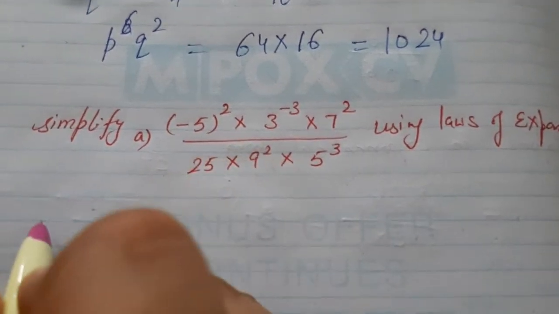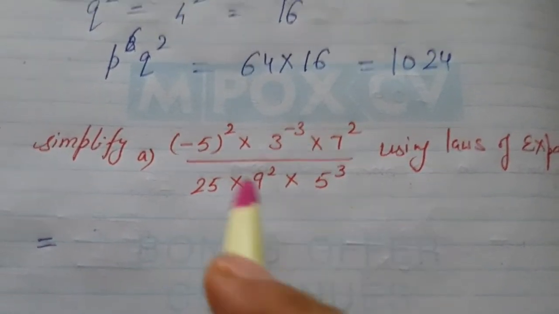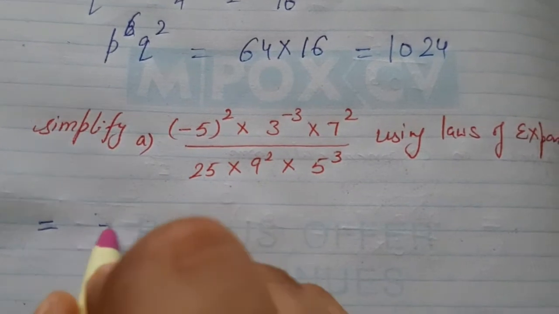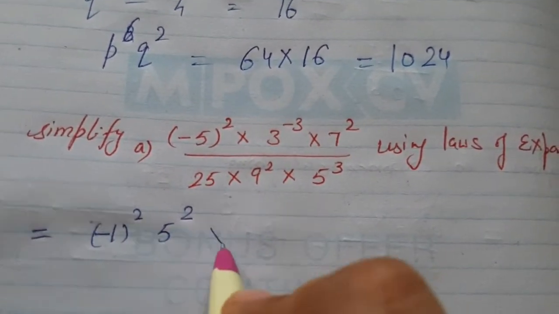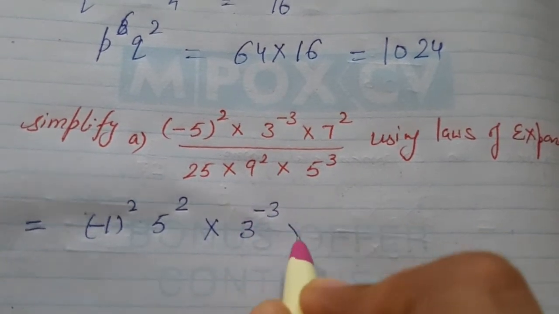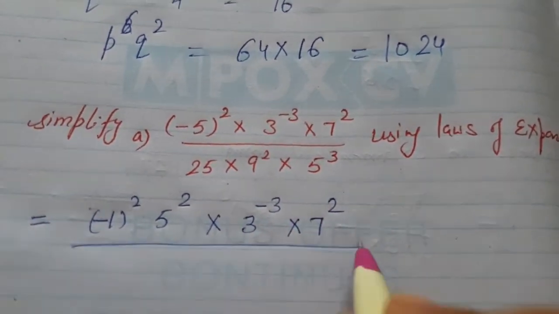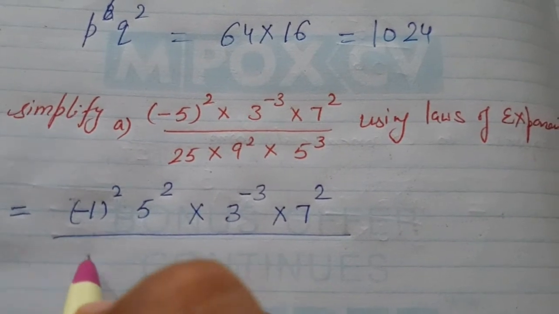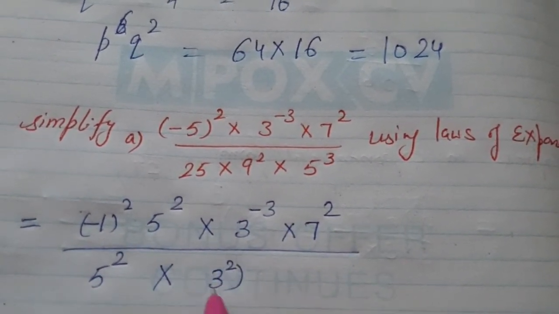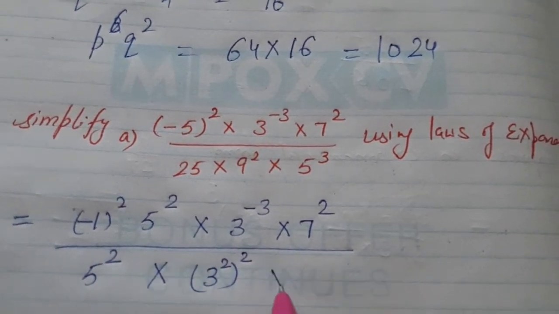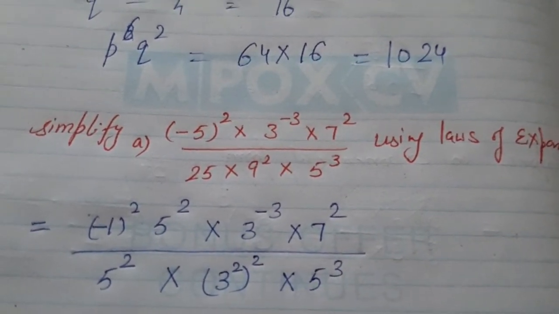Next is simplify by using the laws of exponents. Now we have to use laws of exponents here. So first of all, minus 5 square. So it can be written as minus 1 square and 5 square. Multiply by 3 raised to power minus 3 into 7 square divided by 25 can be written as 5 square. 9 can be written as 3 square. Now this also has a power, so we will put it here, into 5 raised to power 3.